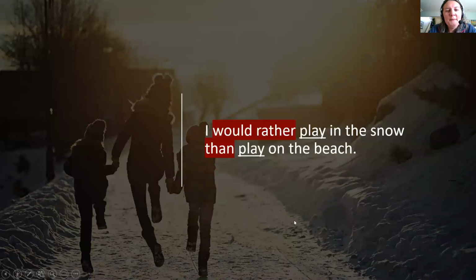All right. Perhaps you said, I like the cold. I like the snow. There are lots of things I like to do in the snow. And so a formal way of saying your answer would be to structure it using the modal would rather, and it would look something like this. I would rather play in the snow than play on the beach.